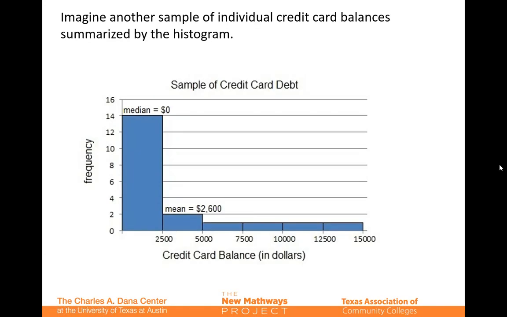It says, imagine another sample of individual credit card balances shown by this histogram. This one looks really interesting. Notice the median is 0. The mean is 2,600. This is definitely right skewed. What does this mean? How can our median be 0? Well, look how many data points we had. We have 14, 2, 1, 1, 1. We still have 20 data points.